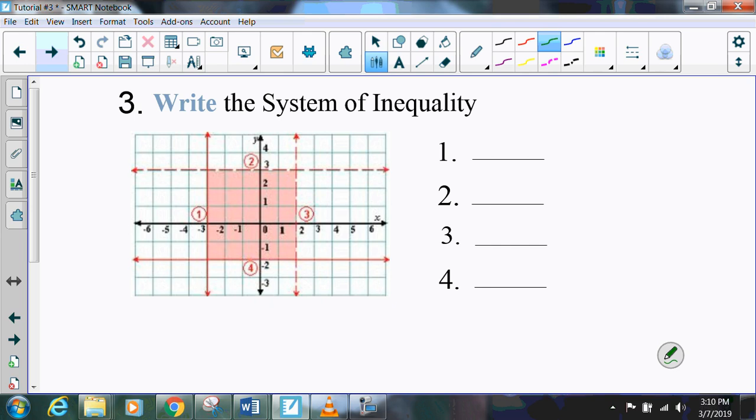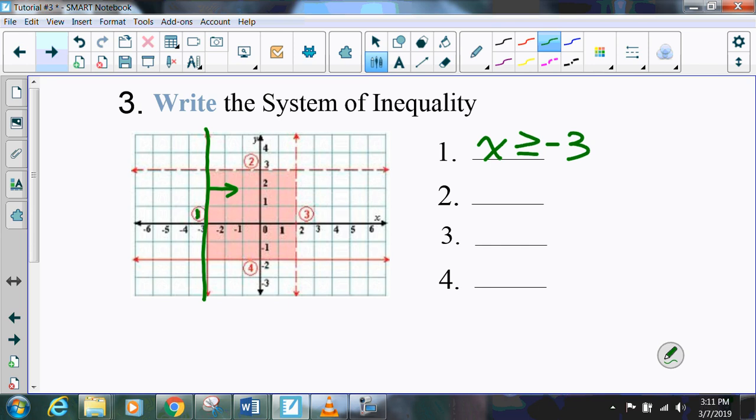So there's 4, right? So the first one is this one right here. Number 1, we're looking at the straight up and down line. We know straight up and down lines start with an x. We also know that it's going through -3, so put the -3 on this side. Then we have to ask ourselves, is it a solid or dotted? Well, it's a solid. And is the shading less than or greater than? Can you see that the shading goes this way? So the shading is greater than, so x is greater than or equal to -3 because it's solid.